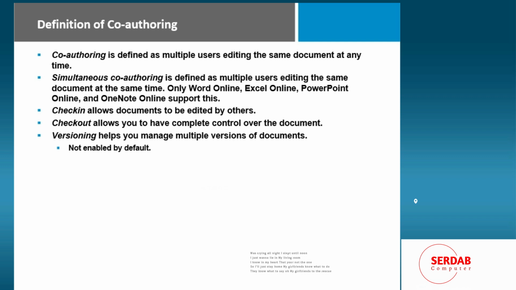We also have a feature called versioning that can be turned on for the online versions. It's not on by default, and that's why I say you can turn this on, but it does allow you to manage multiple versions of documents, which is fantastic, especially if more than one person is editing. You can go back to different versions and see where the changes are.